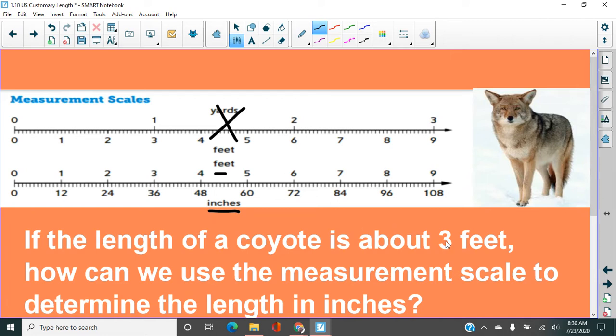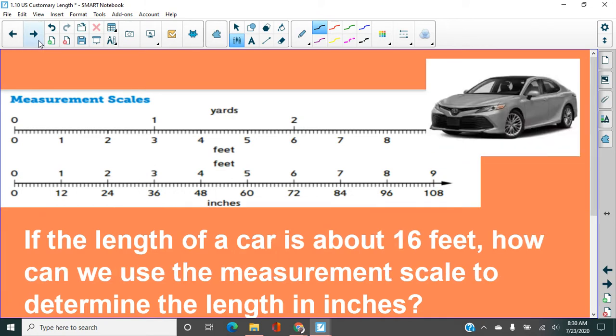The coyote is about 3 feet. So I found 3 feet right here, and I can see that the answer is 36 inches. So I can use these measurement scales to help me. All right, what about this?